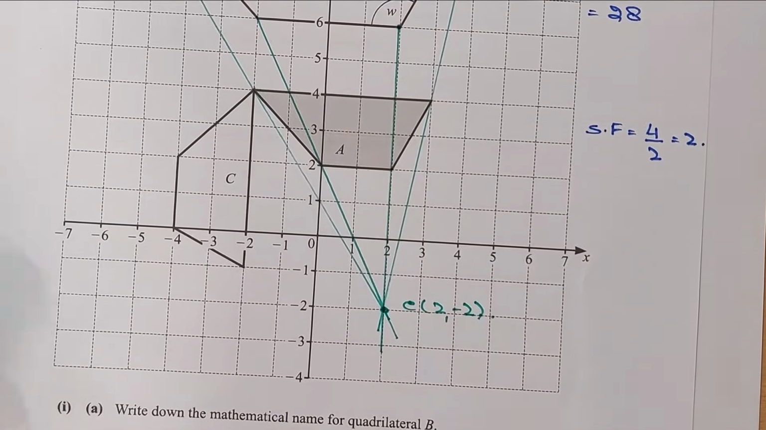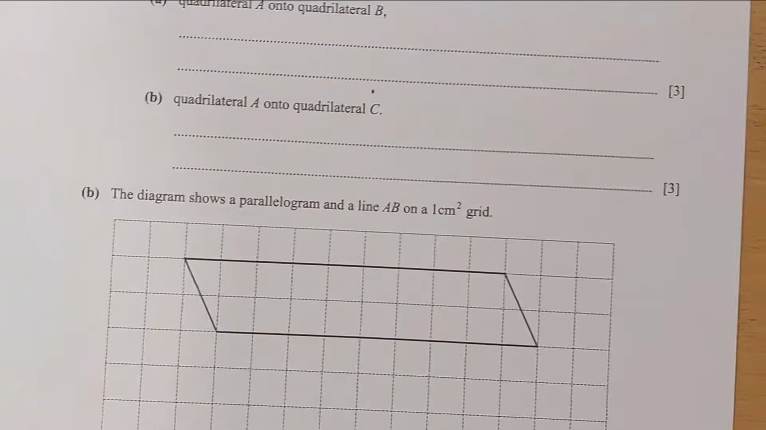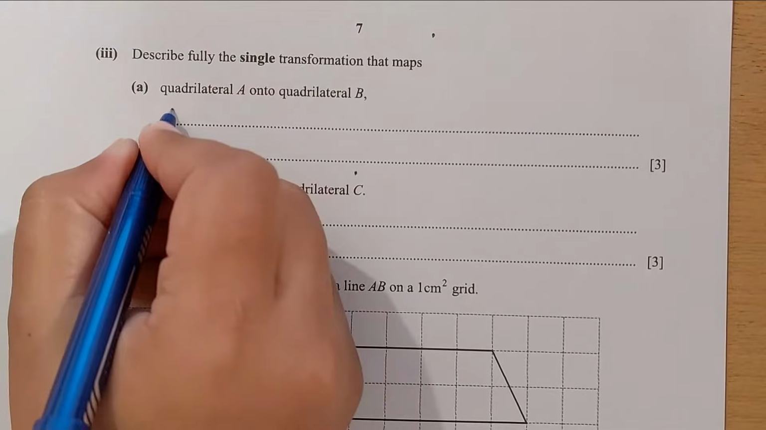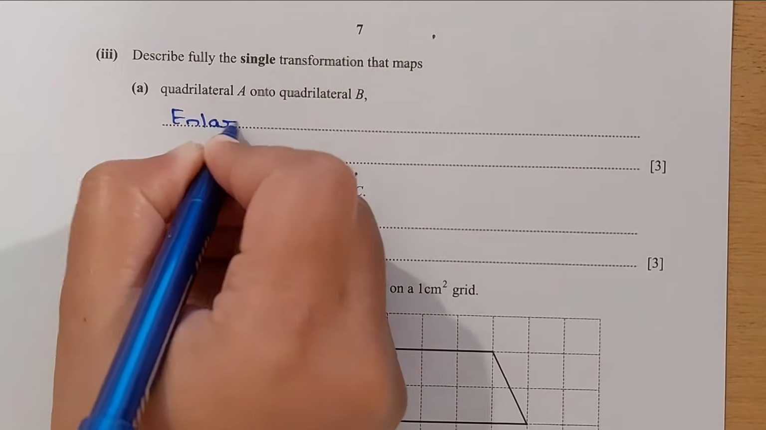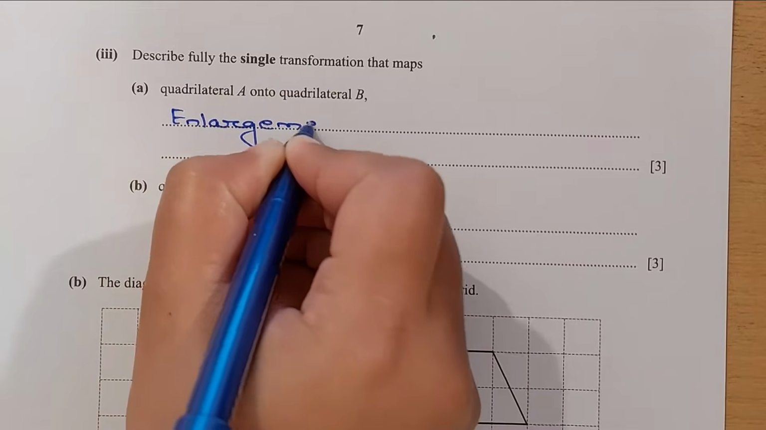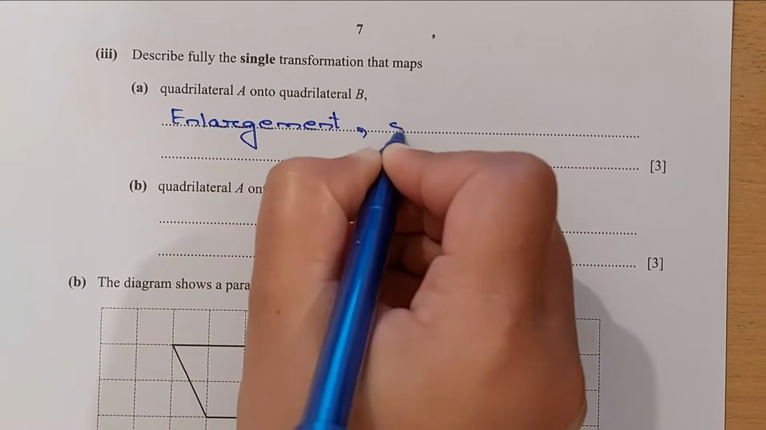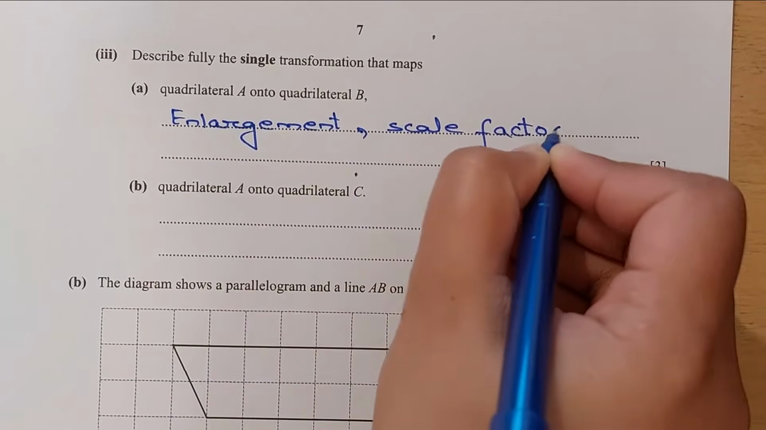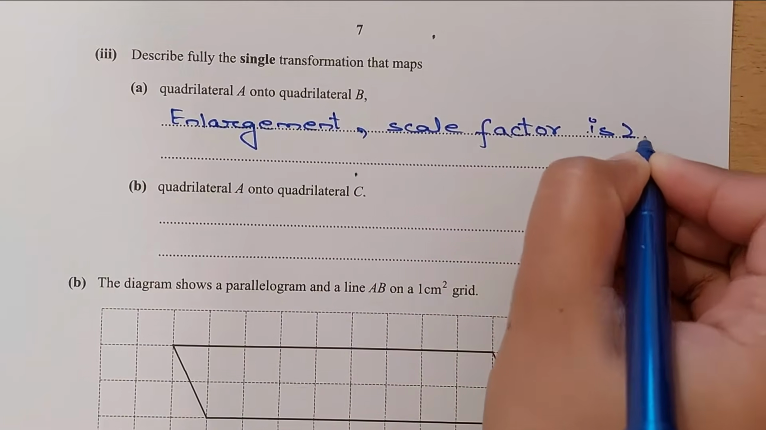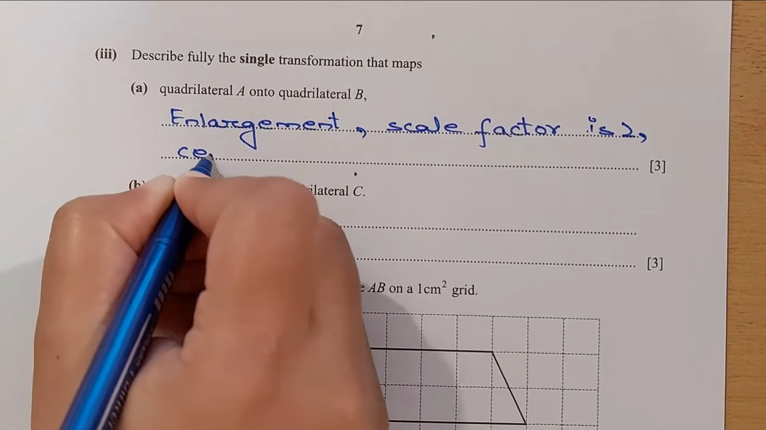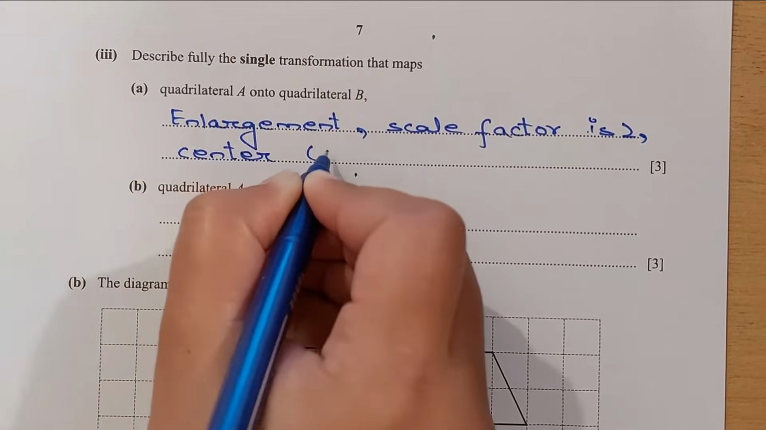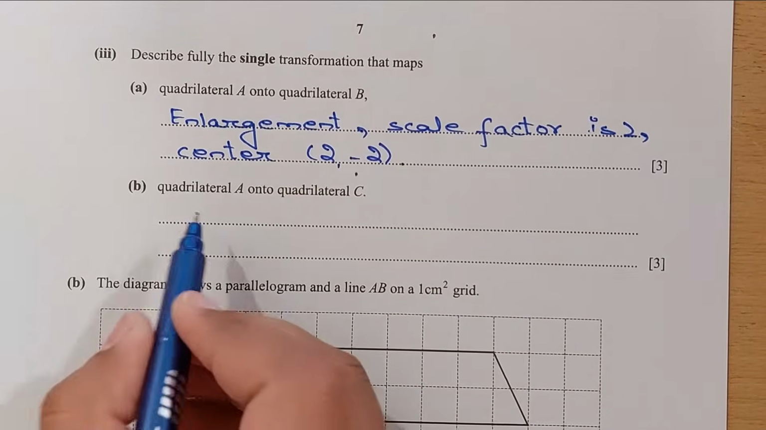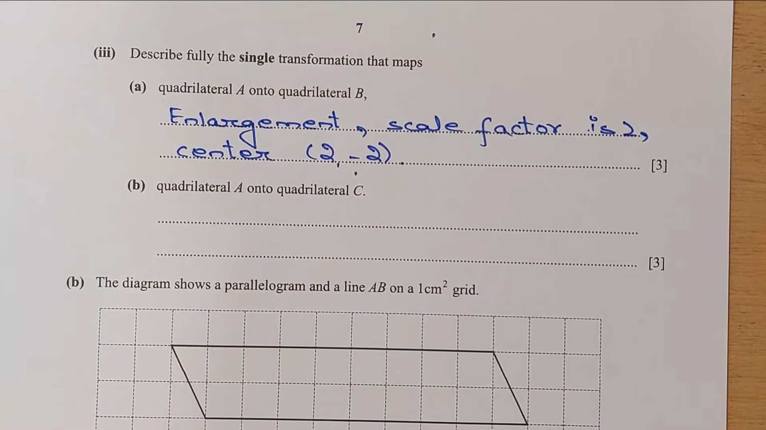Right. So we can say that A transformed to B, the transformation is enlargement with the scale factor of 2, and the center of enlargement is (2, -2). Right. Now part B, quadrilateral A onto quadrilateral C. A to C.